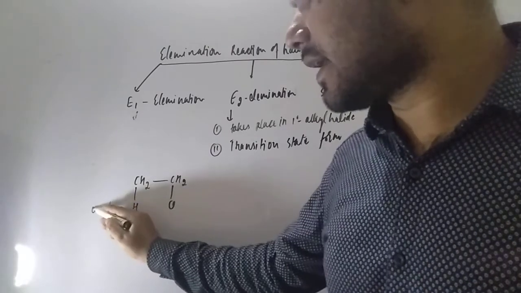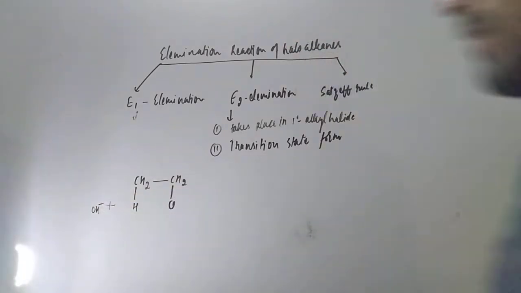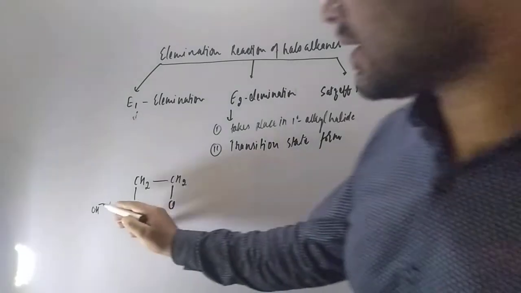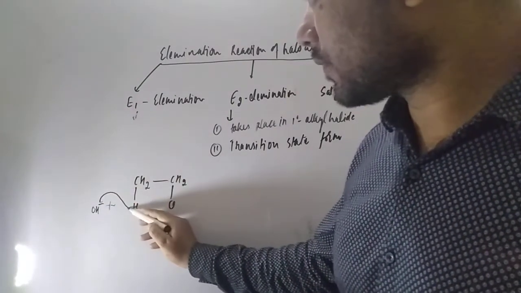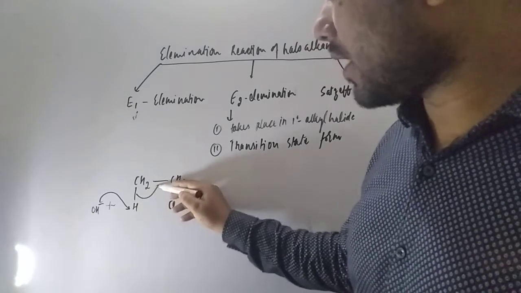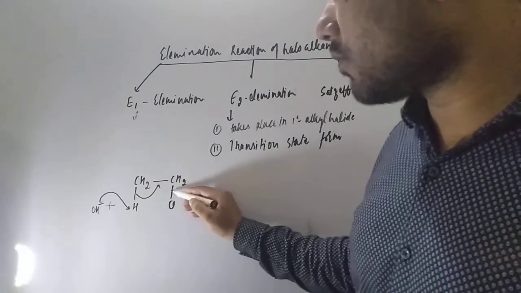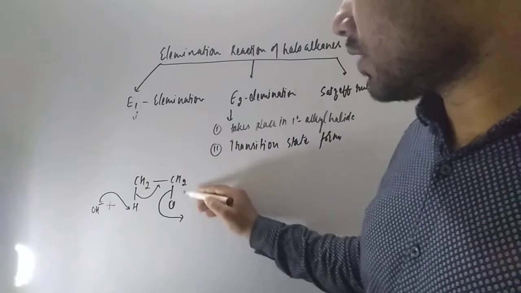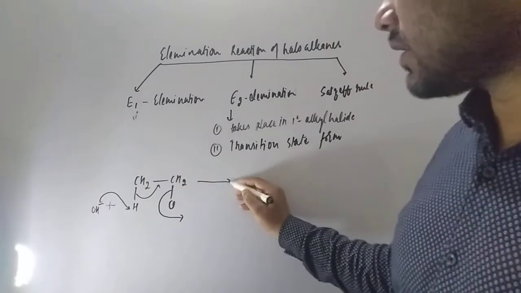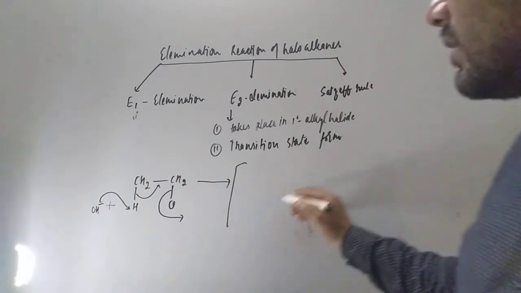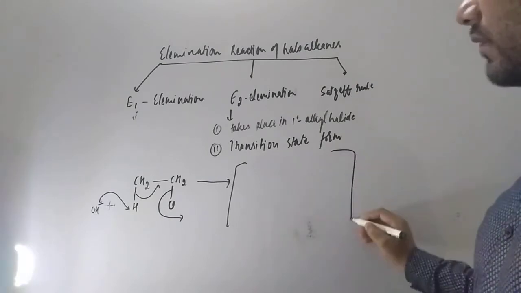So backside attack is from the OH minus ion attacking from the back side. If the OH minus ion is attacking on this hydrogen, this bond is breaking, and the chlorine will be coming out. So what transition state will form, students? Let us check out this transition state formation.